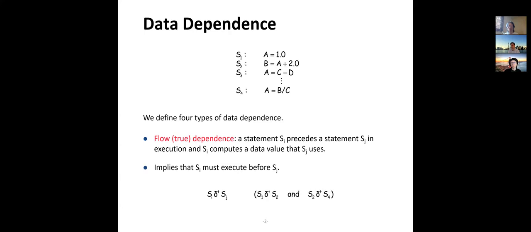And there are different notations that people use. It's called, as I say, true or flow dependence. This is how you write it. So here, for example, S1 and S2 have a flow dependence on A, right? And also S2 and S4. So B is generated here and B is needed here, right? So there is a dependence here and a dependence here. And this is the notation: S1 has a flow dependence with S2, and S2 with S4, okay?